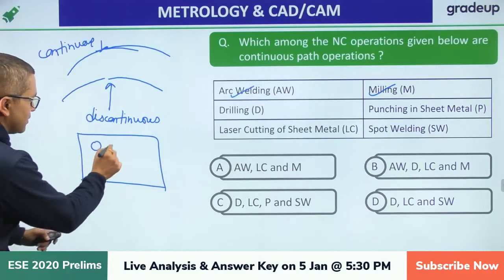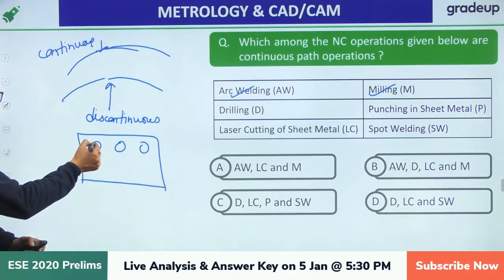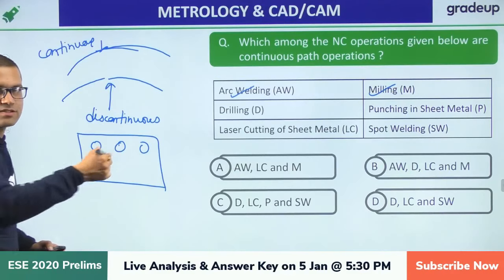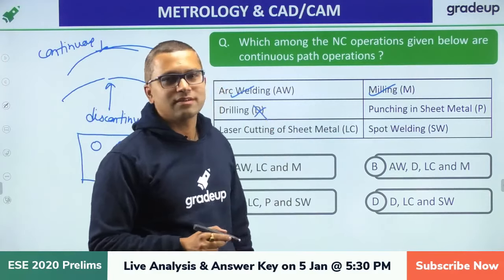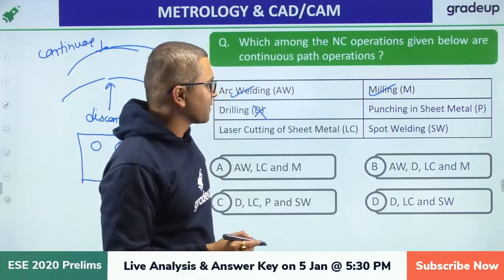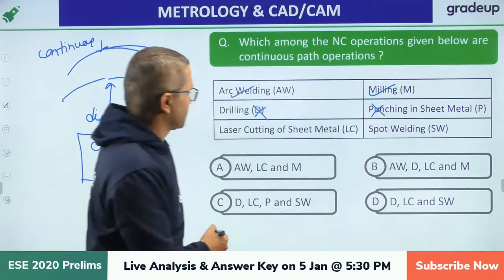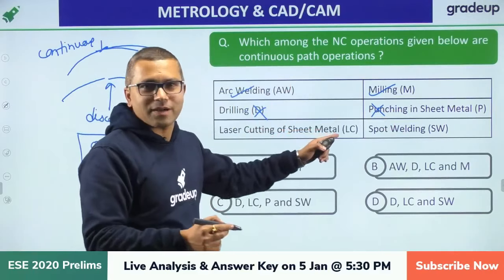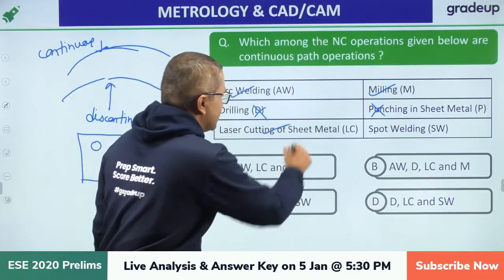let's say you have to drill a hole like this. So firstly you drill a hole here, okay, then you retract the tool like this, move it, then drill it. There's no continuous movement. So drilling is not a continuous process. Yes? Is punching continuous? No. Laser cutting, what happens in laser cutting? It's a continuous process. Alright, so this is continuous.